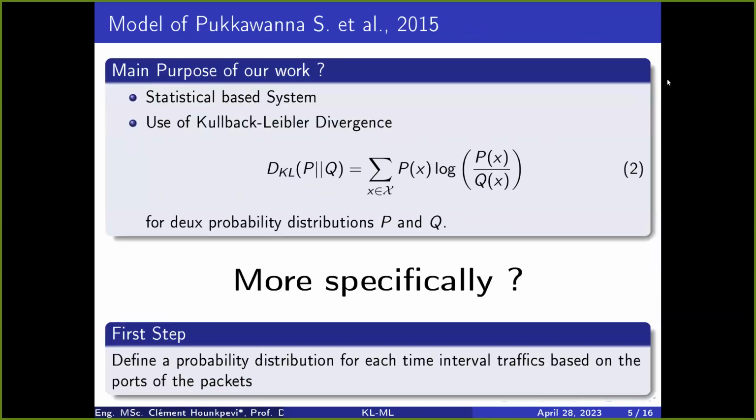So let's now summarize what our work is about. We worked on the work proposed by Pukawana and his collaborators in 2015. They proposed an anomaly detection system that is based on Kullback-Leibler divergence, as we explained before. More specifically, what they do is to compute the probability distribution for each time interval of traffic, and the objective is to say whether the traffic of that time interval is suspicious or not.